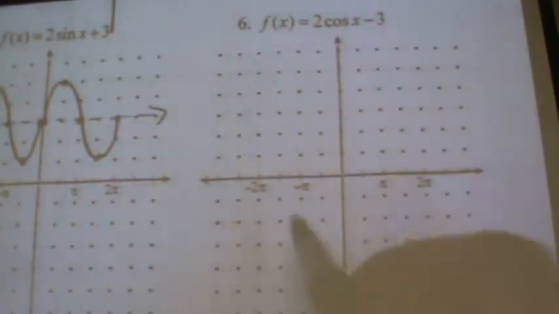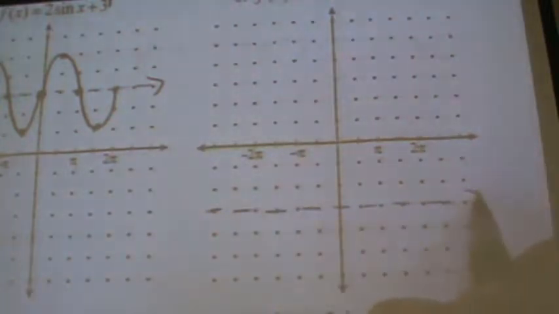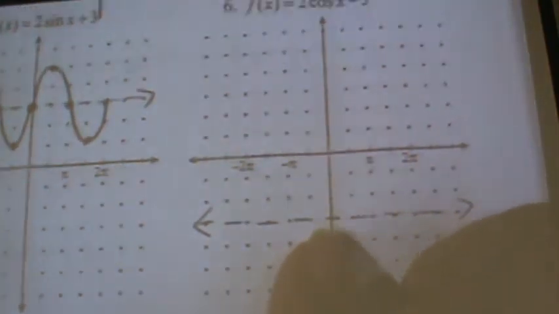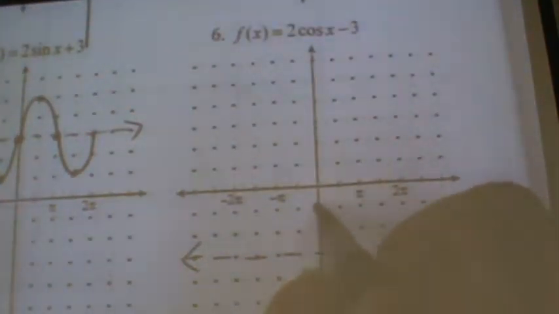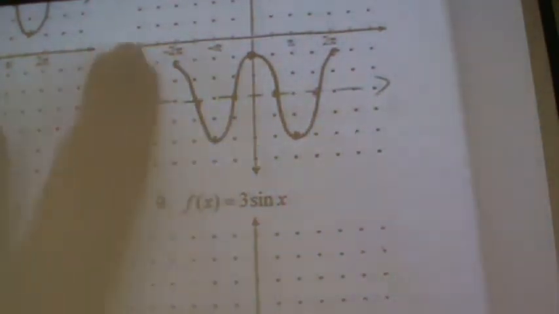Number 6. Where's your new x-axis? Negative 3. And this is the cosine curve with a 2 amplitude. Cosine starts above, 2 above. So we're going to start here, go 2 down. Cosine reminds me of a W.